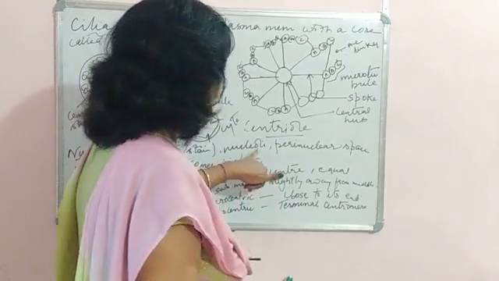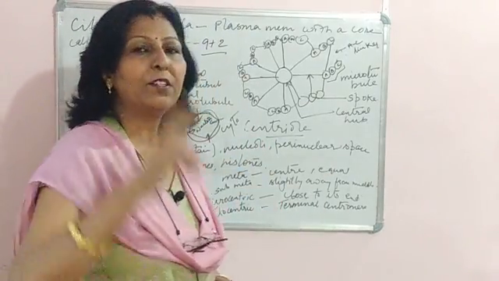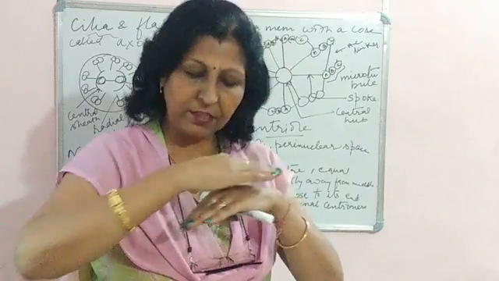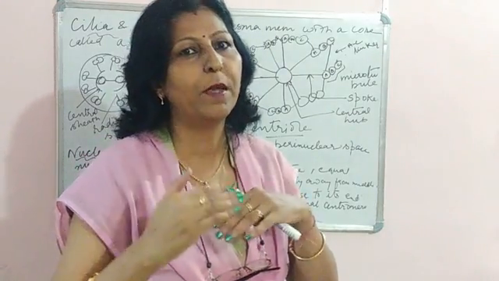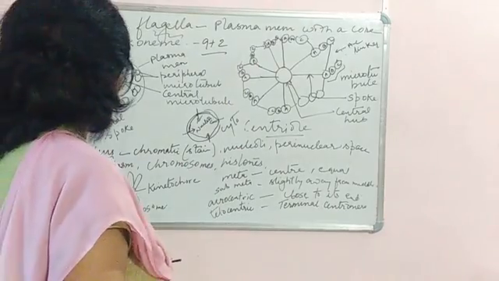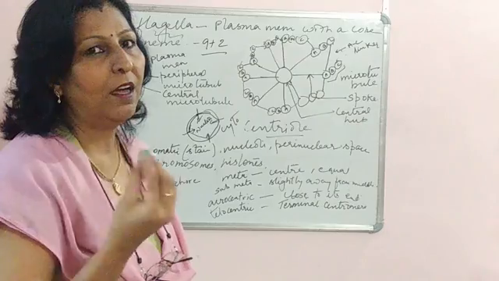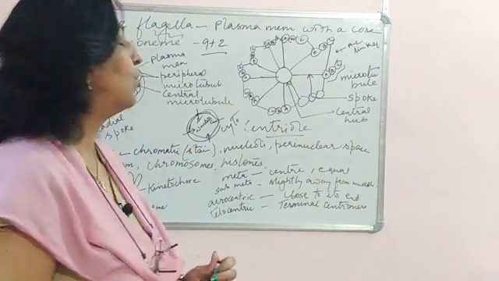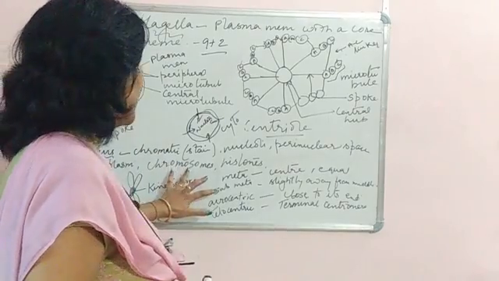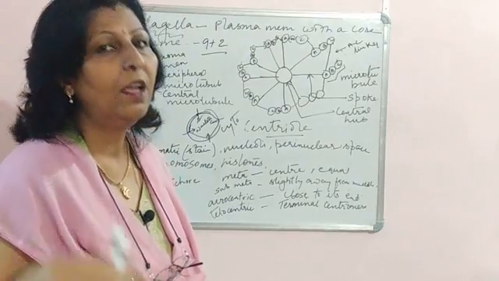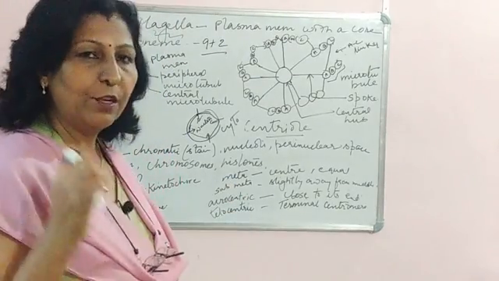okay, and nucleoli, perinuclear space. I said double membrane structure, and the space between the two membranes, that is known as perinuclear space. Okay, nucleoplasm is the space inside the nucleus, that is known as nucleoplasm. And it contains chromosomes, histones, histone is a protein, non-histones, everything it will have.